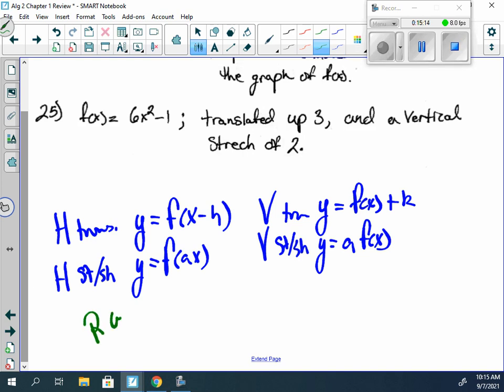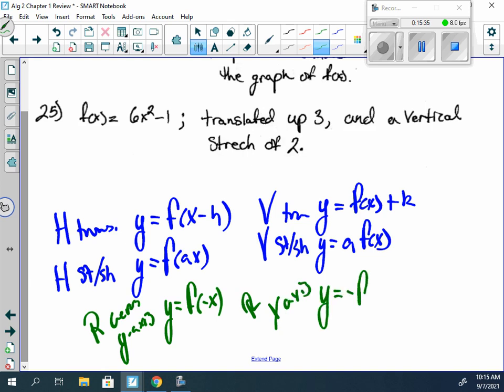Our reflection across the y-axis was really talking about y equals f of negative x, and our reflection across the x-axis was y equals negative f of x. These here are what I would go back to every single time. Whenever we're looking at any of these, you should always refer back to one of these, because it's always going to come down to this.